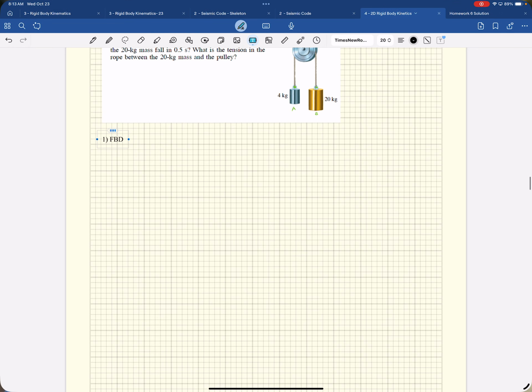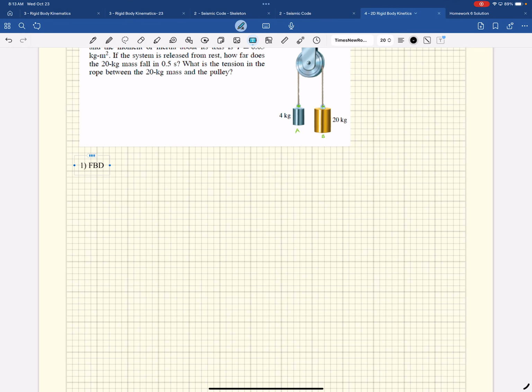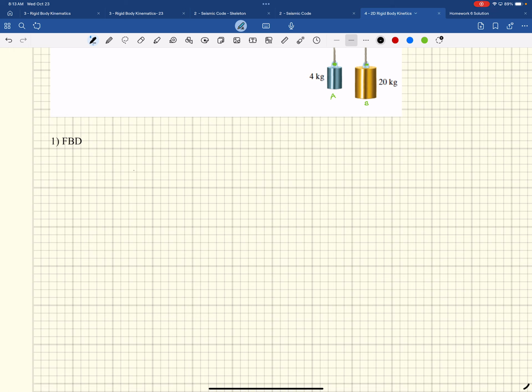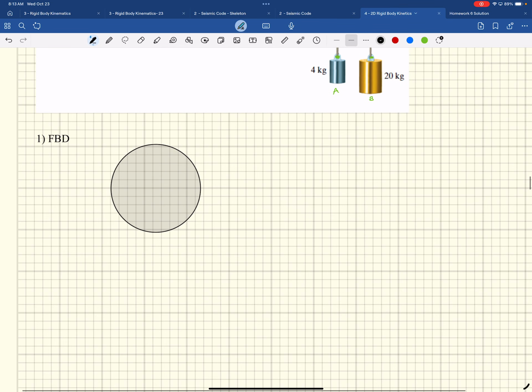Okay, back here. All right, free body diagram. We get one free body diagram per object. So just a circle. We'll do the disc first. I've been drawing circles for years and I still can't draw a circle. Nailed it. Okay, so we're going to do the disc first.